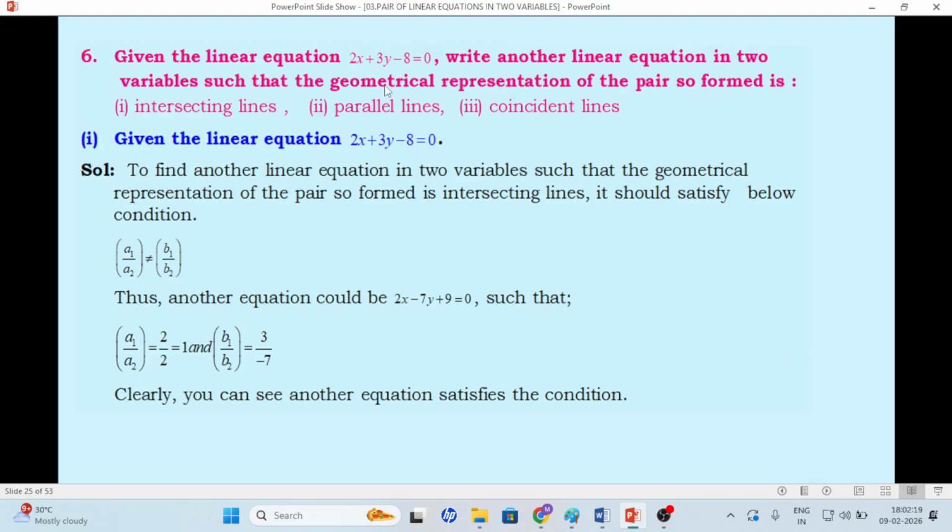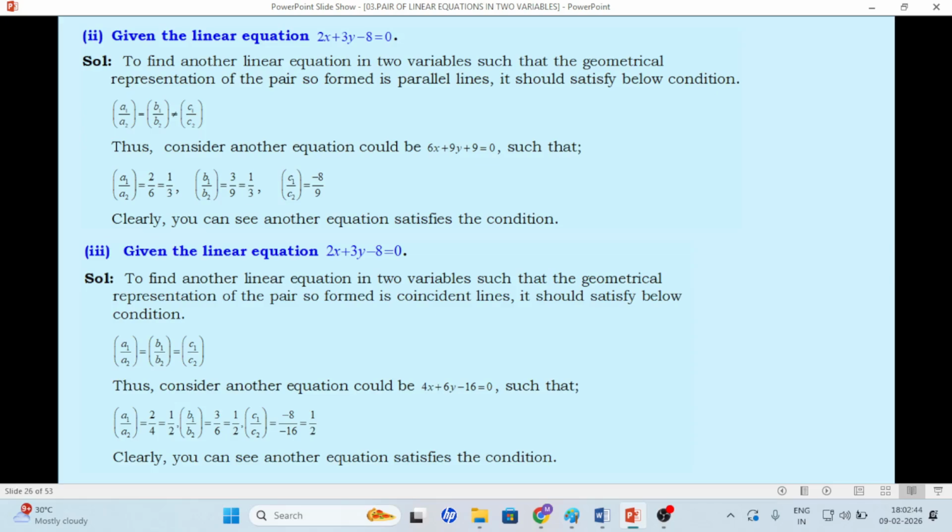So this is one of the very important topics, because in the public examination they are going to ask you to create a line which is parallel to this, which is intersecting this, which is coincident to this. It means we have to create lines which are intersecting, parallel, coincident, based on the system of consistency.